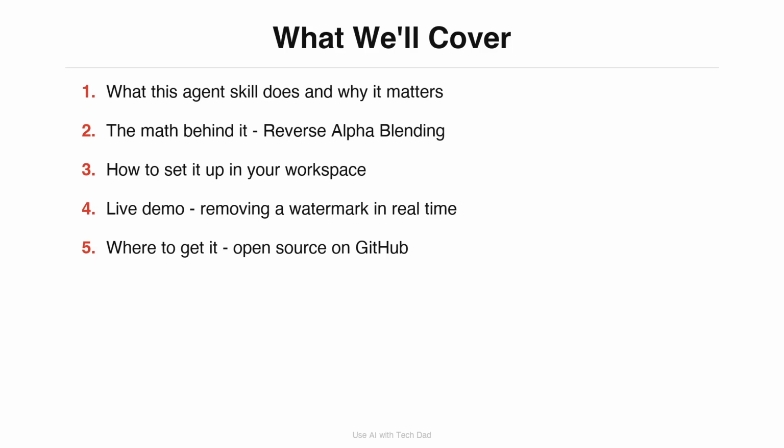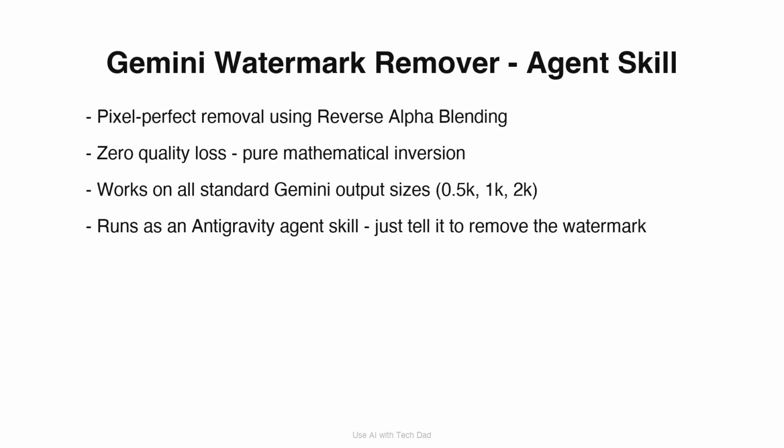It's fully open source. This is the Gemini Watermark Remover Agent skill. It uses reverse alpha blending, a mathematically exact formula, to strip the visible G-sparkle watermark from Gemini-generated images. It covers all standard output sizes, 0.5K, 1K, and 2K. No neural networks. No guessing. The original pixels are recovered losslessly.